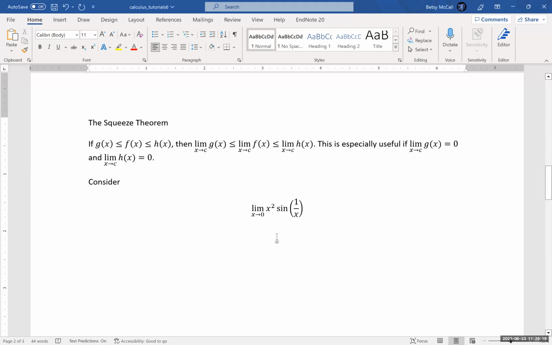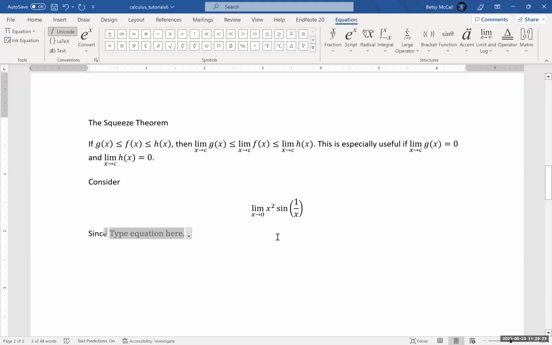And so we're going to say, since the sine of 1 over x is bounded between -1 and 1, so it can never be less than -1, it can never be more than +1, but it can be equal to either of those values.